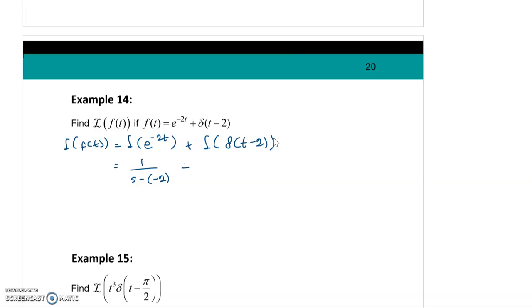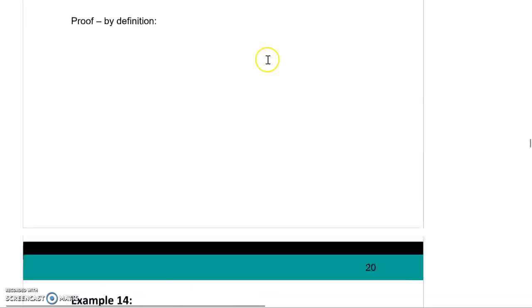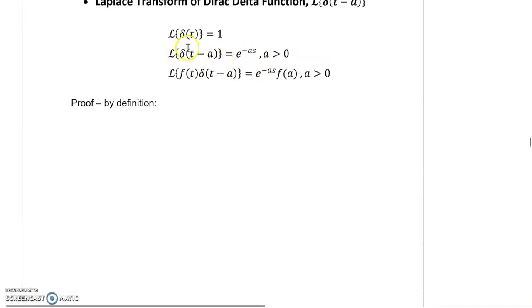Now look for the Dirac delta function here. Delta t minus 2 can be mapped to what we have on the previous page. The Laplace of Dirac delta t minus a is just exponent negative as. So you should identify your a first.